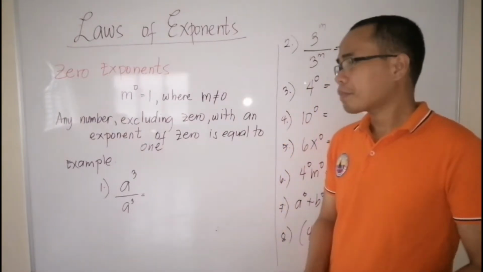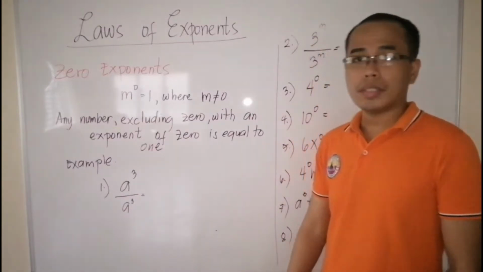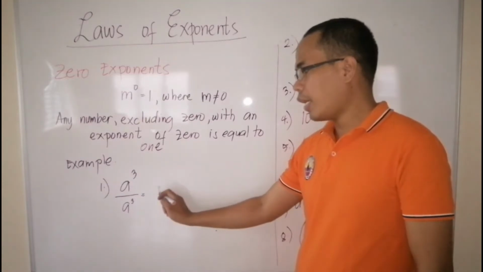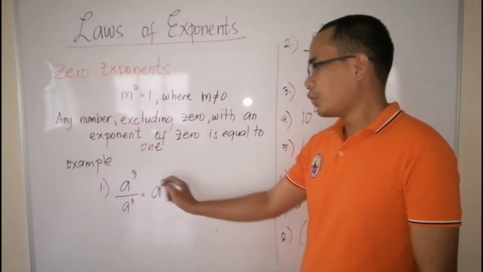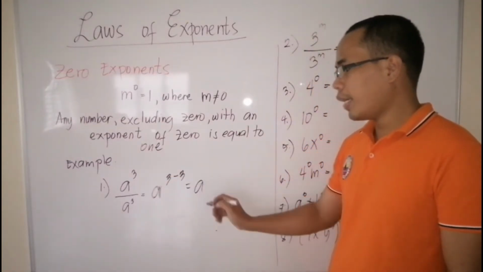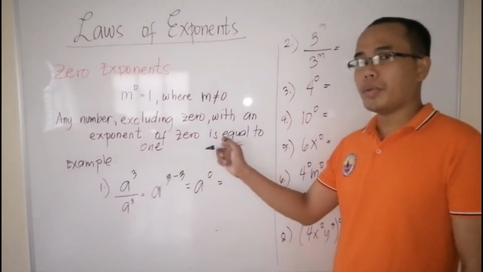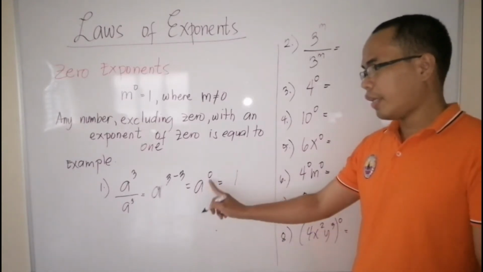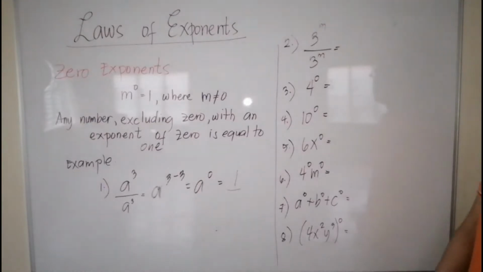For example, number 1, a raised to 3 over a raised to 3 is the same as the quotient rule, diba? So, simplify natin yan. So yung a, 3 minus 3 is equal to 0. So, sabi nga sa zero exponent, any number or variable raised to 0 is equal to 1. So, a raised to 0 is equal to 1.